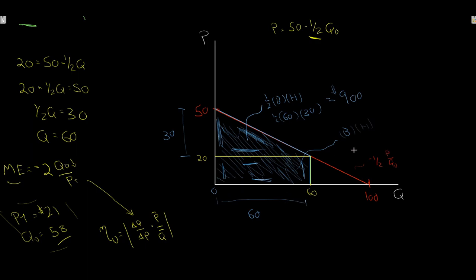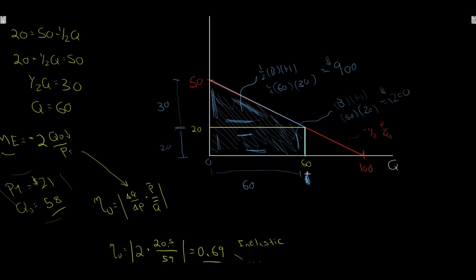Over to the rectangle, though, base times height. Okay, base I've already worked out. That is 60. My height in this case is 20. So 60 times 20 is going to be 1,200. Altogether, what's my total benefit from consuming 60 units? Well, the total value I receive from consuming 60 units is going to be equal to 1,200 plus 900, 2,100. That is my total value. Total value of $2,100 being received from this consumption of 60 units.